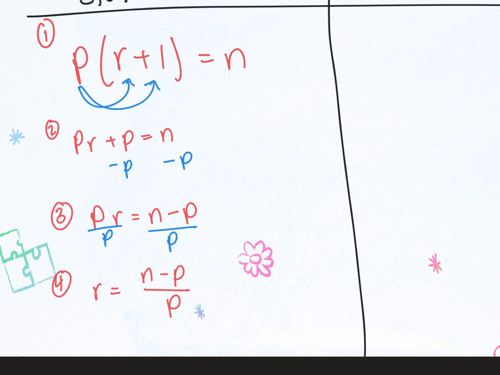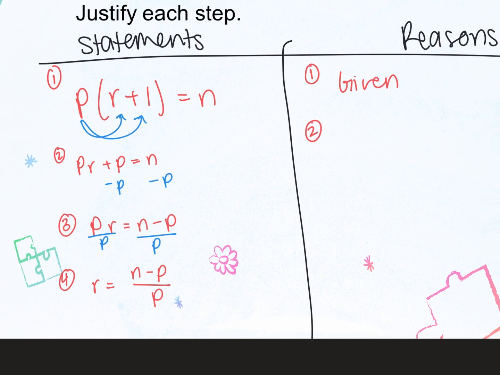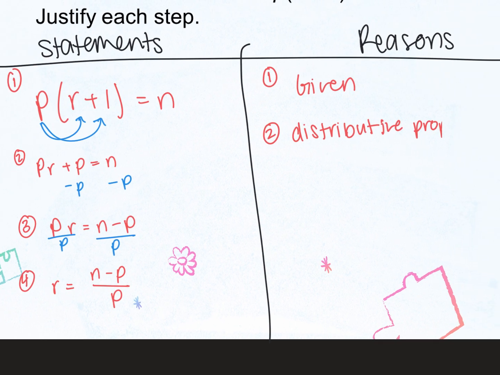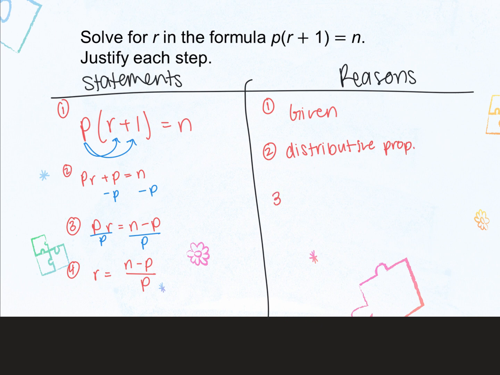And let's go ahead and write our reasons. Reason number 1 is always given. Good. Reason number 2 is what? Distribute. I distributed. Do we say distributive property or just distribute? Distributive property is fine. All right, my step 3, subtraction property of equality. And then step 4, simplify.